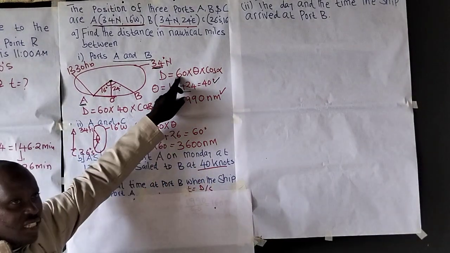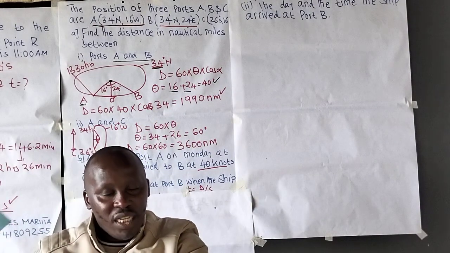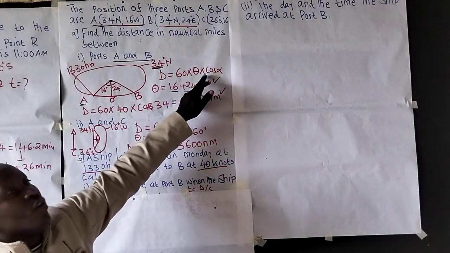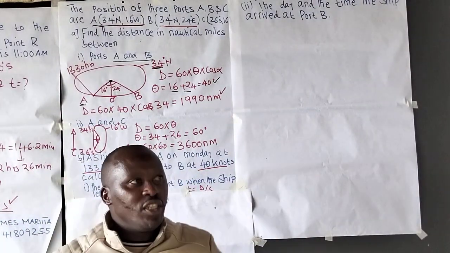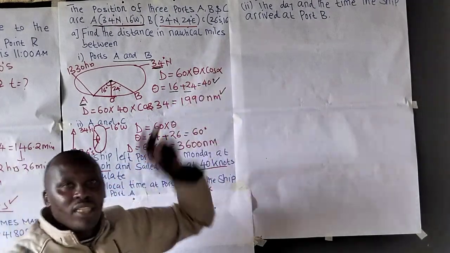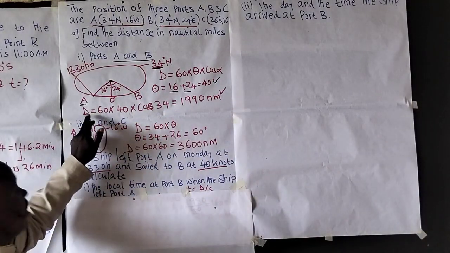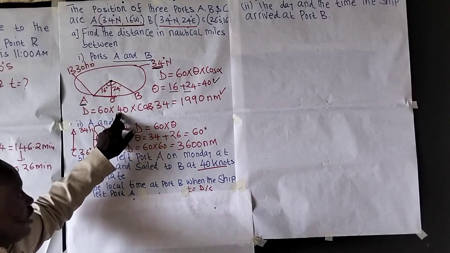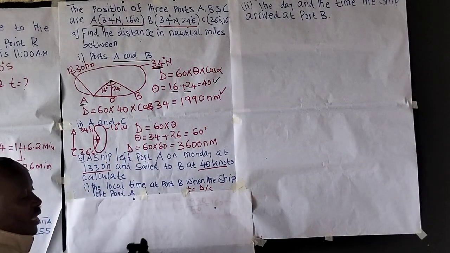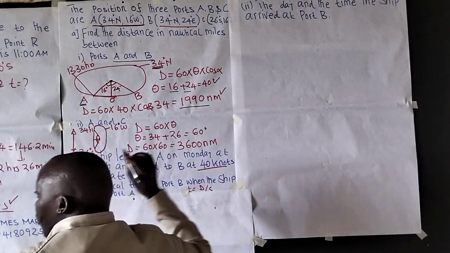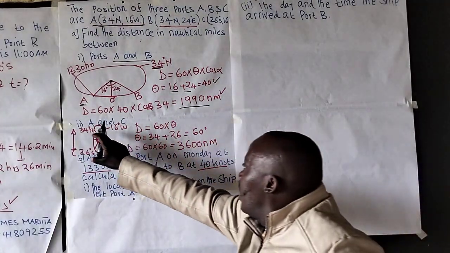The distance between A and P along the small circle in nautical miles is 60 times theta times cos alpha, where theta is the angle subtended between A and P, and alpha is the common latitude of 34 degrees north. So the distance is 60 times 40 times cos 34, which gives roughly 1990 nautical miles.